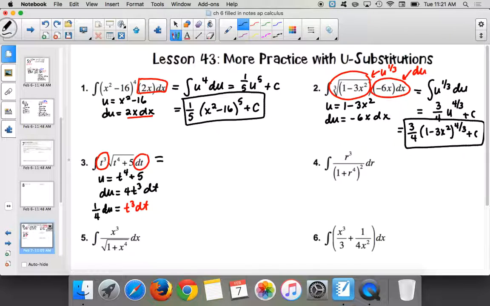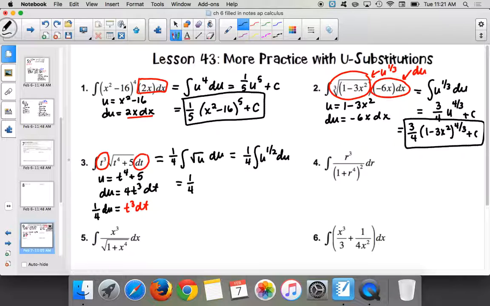So when we replace, the square root part is the square root of u, and the t cubed dt is now replaced with 1/4 du. So the 1/4 we can just pull all the way to the front. It's just a constant being multiplied, right? So this is the same as 1/4 the integral of u to the 1/2 du.